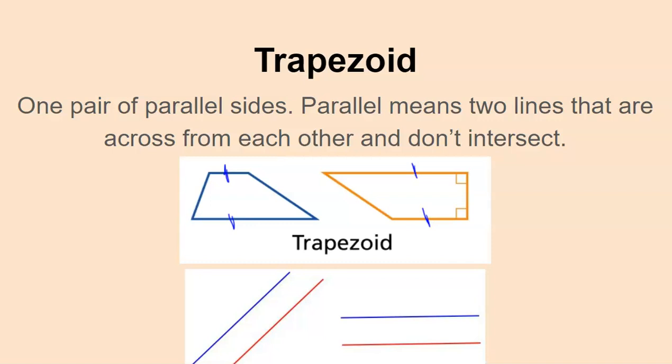Now a trapezoid has one pair of those. I put on the blue lines, those are the parallel sides that if they kept going on and on forever, they would never intersect, okay? So both of those are examples of trapezoids. Go ahead and pause the video, write down the definition, and draw an example. Play when you're ready.